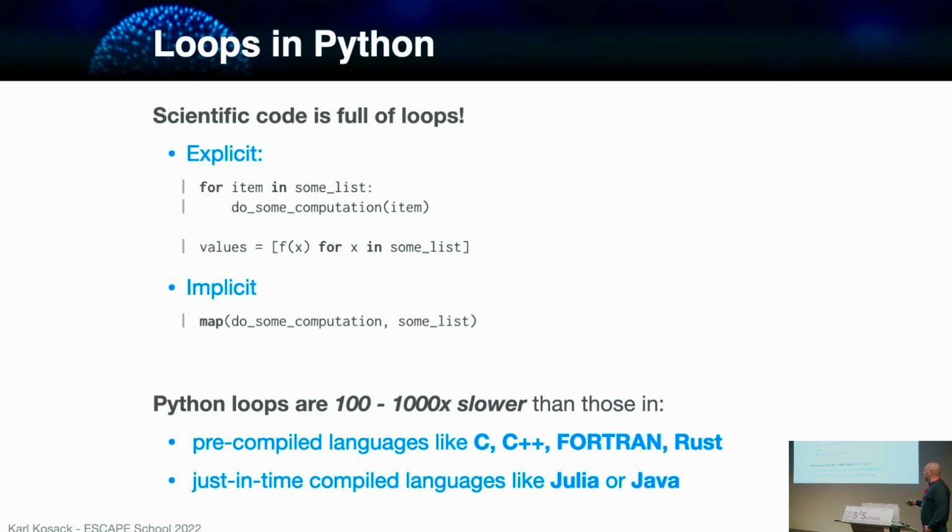Yeah, and there are also other languages that are not precompiled, but just-in-time compiled, the word I used for JIT. So Julia and Java are examples of those. They compile mostly as you run rather than in advance, and that's another way of working.